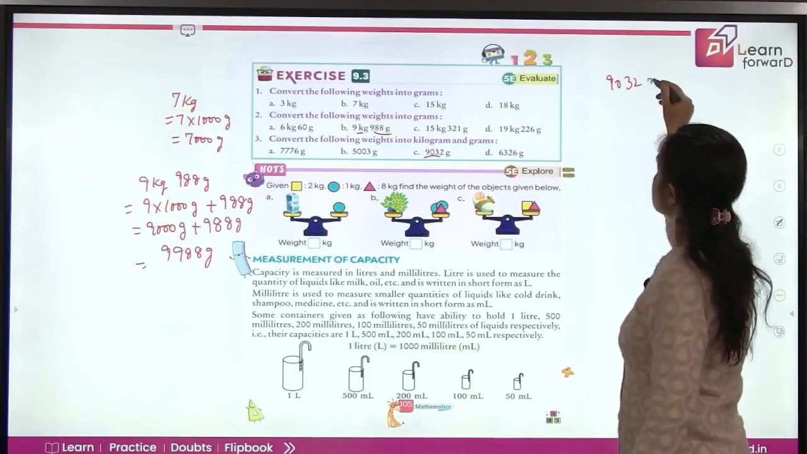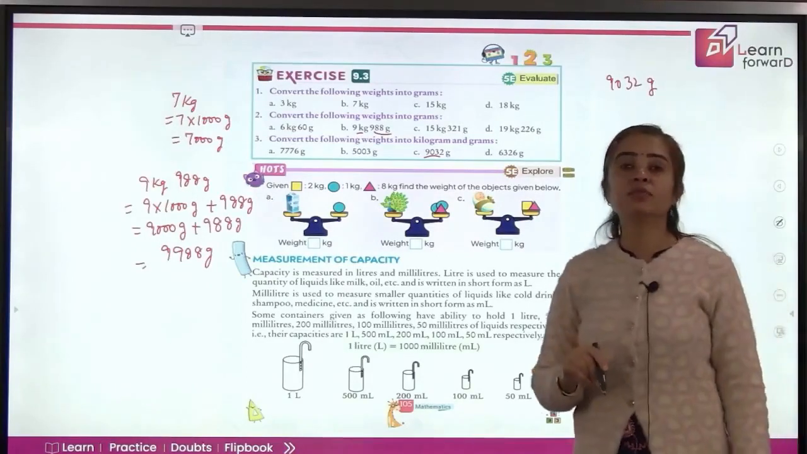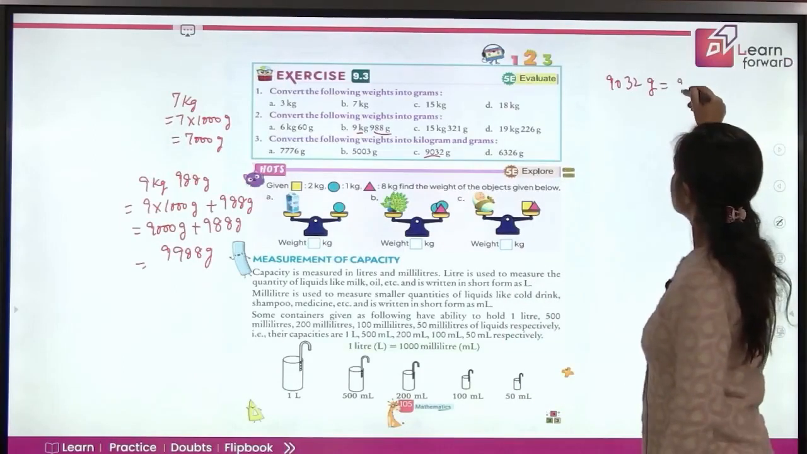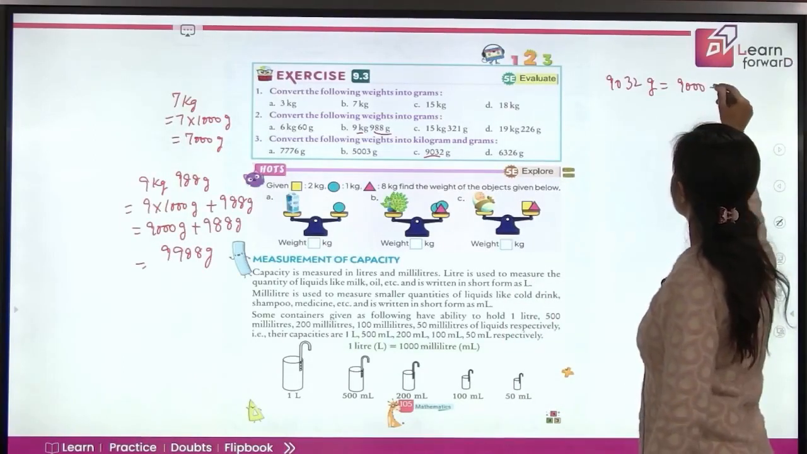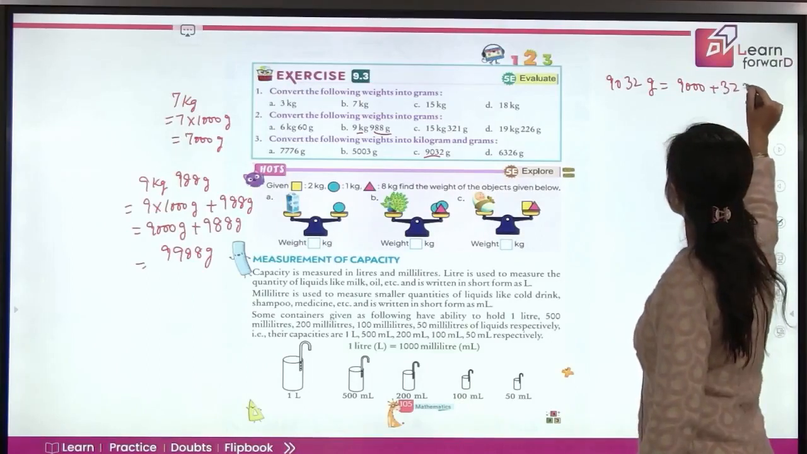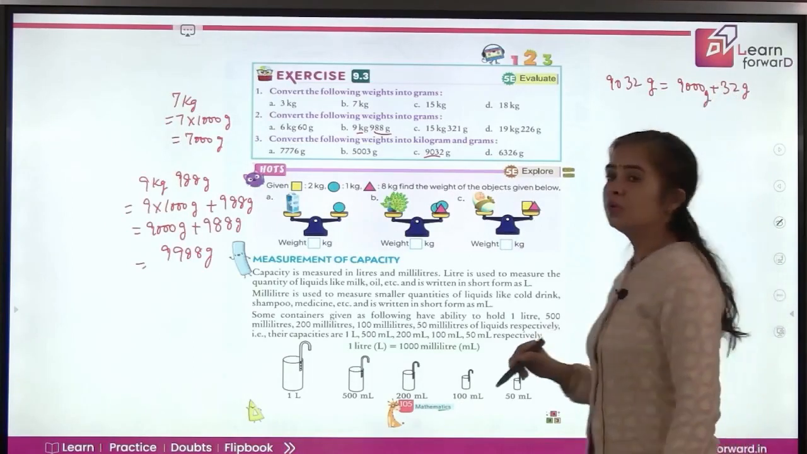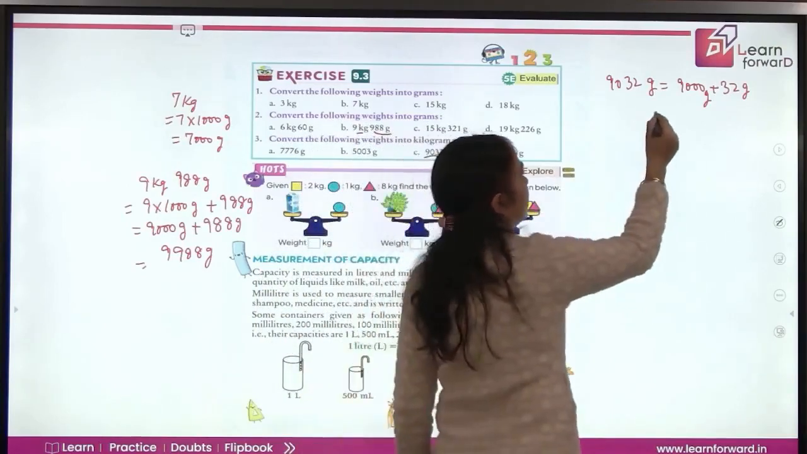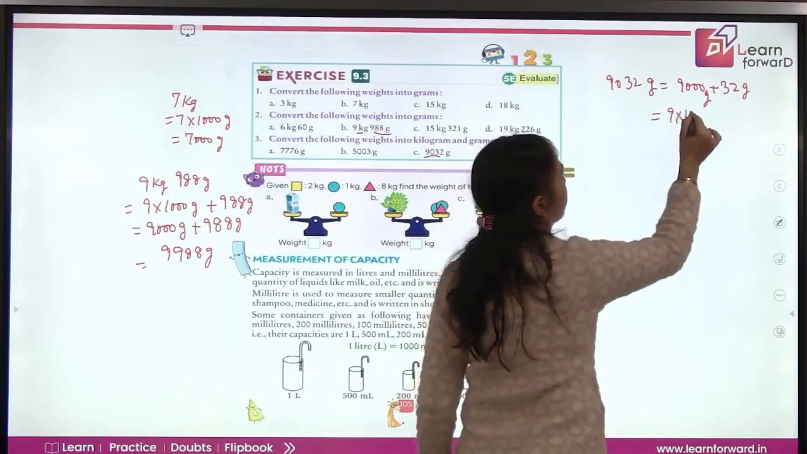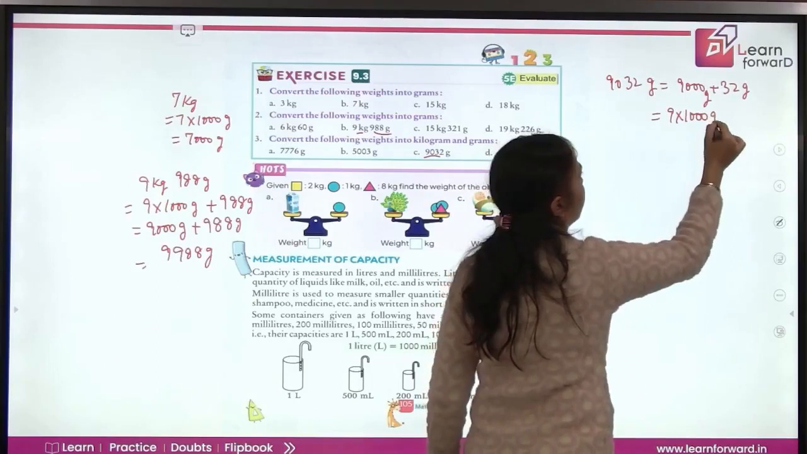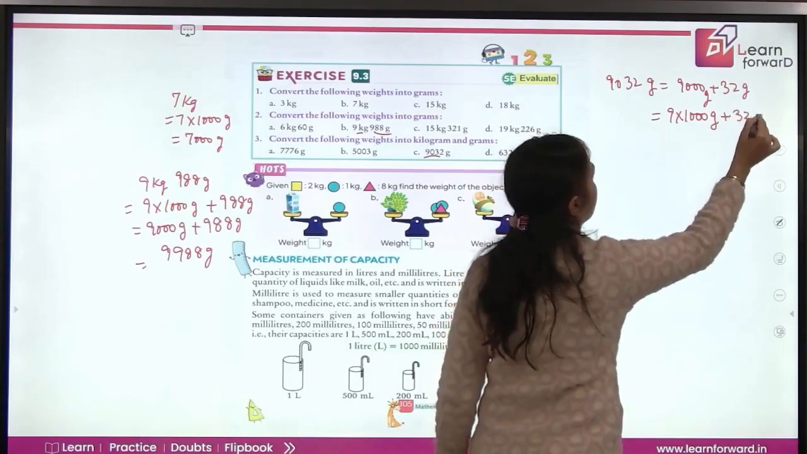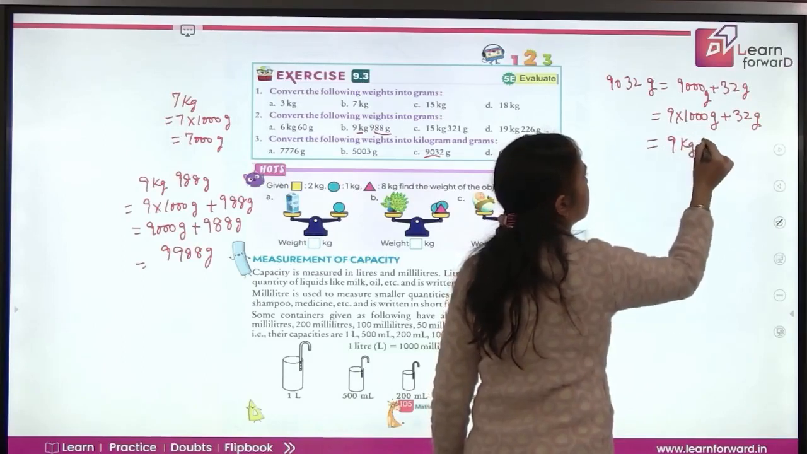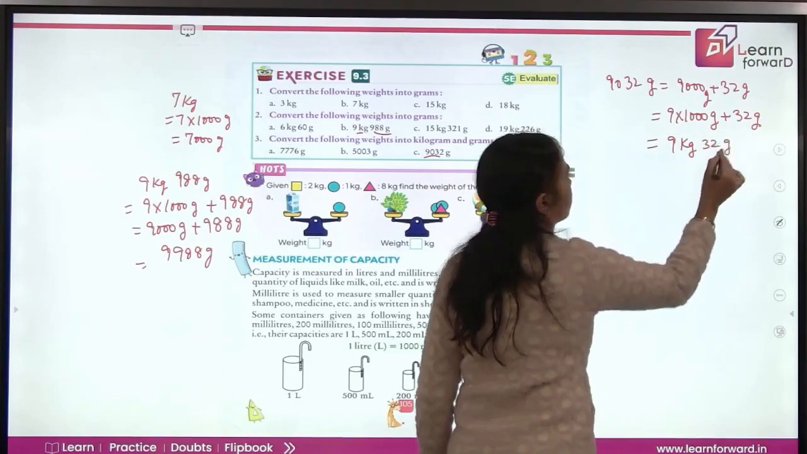9032 grams. The relation between grams and kilograms is 1000. So we'll separate thousands here: 9000 and the remaining number, just 32 grams. So 9000 grams is equal to, in kilograms, 9 kilograms and 32 grams. So we just write 9 kg, 32 grams.